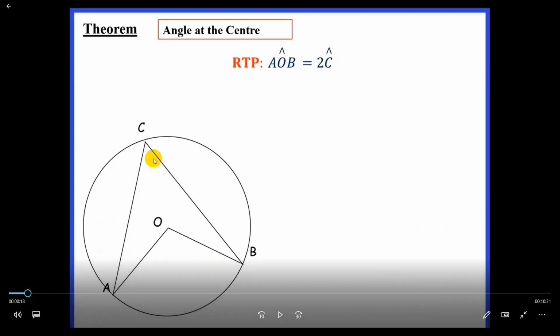Does everyone have a diagram constructed in front of them? Yes, sir.